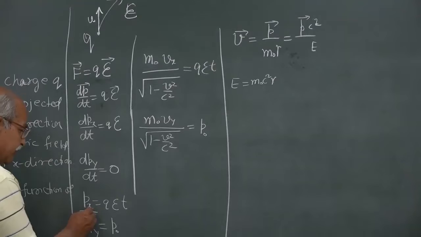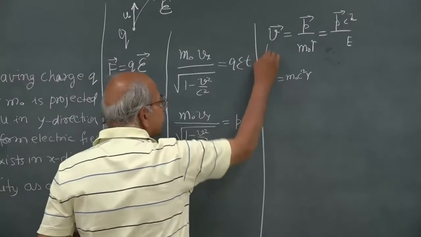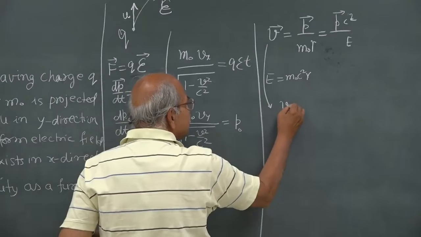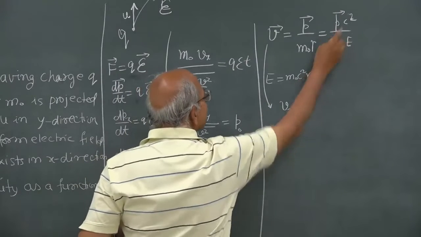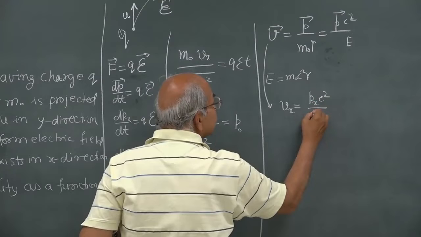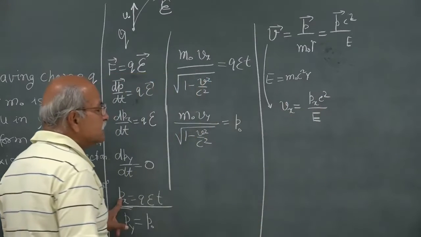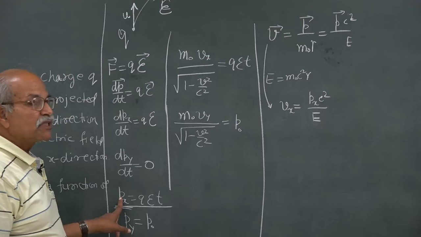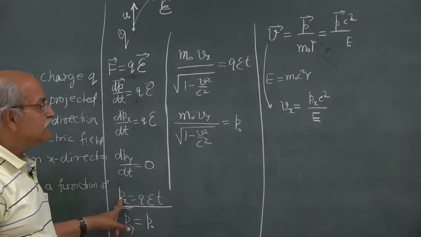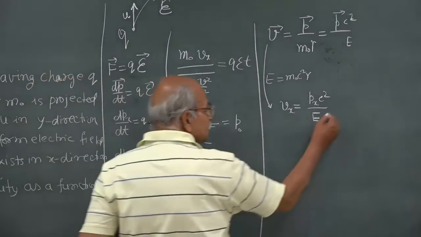So, if I have Px equal to Qet and take the x component here, I get Vx is equal to Px c square by E. Remember, this E is not constant, this E is changing with time because the particle is gaining kinetic energy.